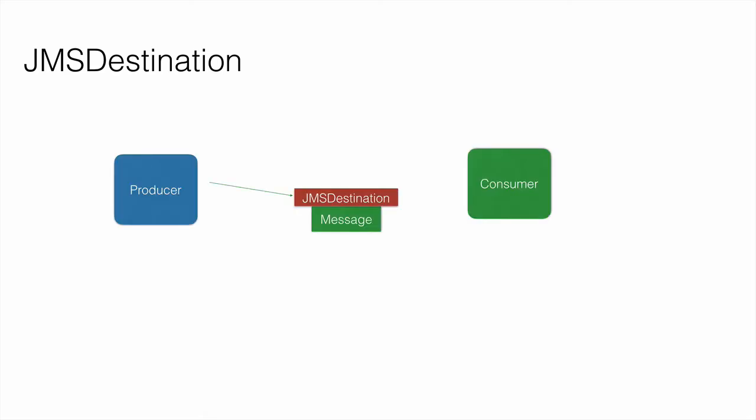The next is JMSDestination. The JMSDestination header field specifies the destination for a message. This is either a queue or a topic. The JMS provider sets this field automatically when the message is sent or send message is called on the producer side.